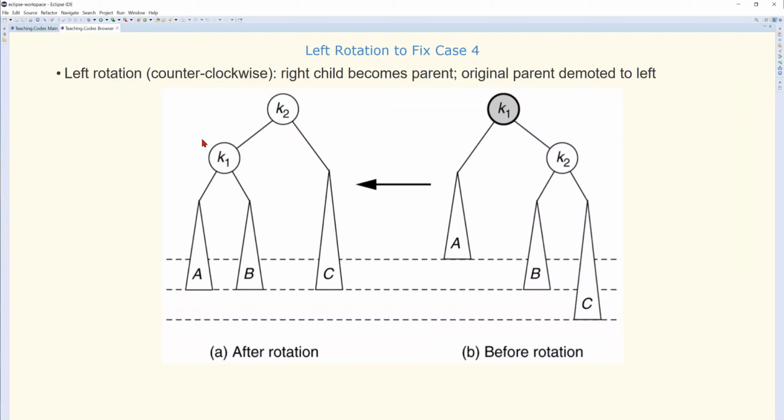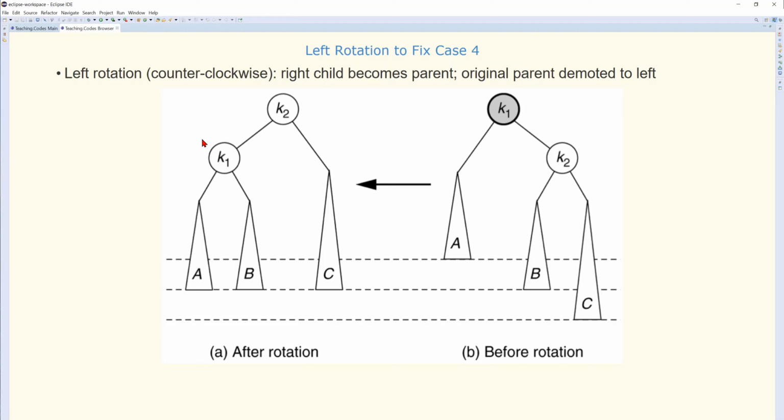Now let's look at case 4. As I said, case 4 is just the inverse of this one. This time we need to do the left rotation because see, part B is the before rotation, part A is the after rotation. So you first have part B. From part B you try to come to part A. So the insertion here at the bottom of C caused the imbalance at K1. So I need to this time rotate to the left. This is a left rotation.